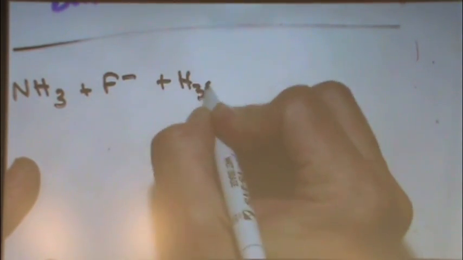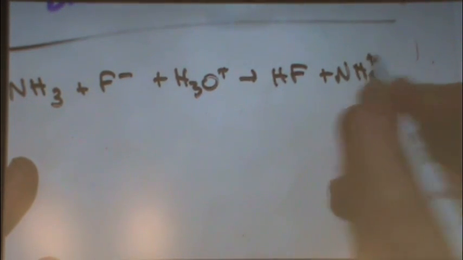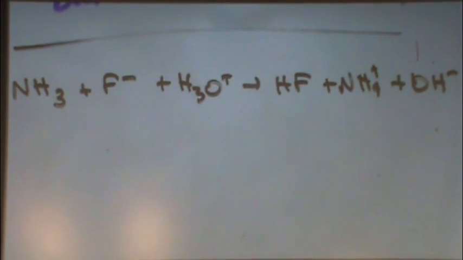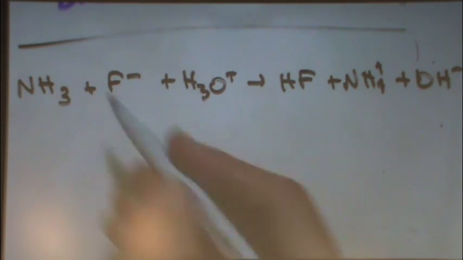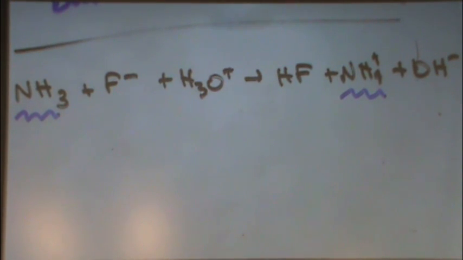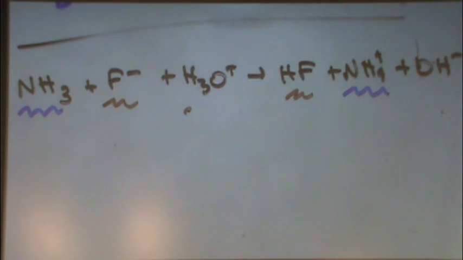Okay, this is a type of question you'll see occasionally on exams. We have NH3 plus F minus plus H3O plus goes to HF plus NH4 plus OH minus. I want you to recognize this reaction. You probably don't, because it's not a normal reaction. But what you could recognize is that I see these two are similar, and these two are similar. Let me write those out.